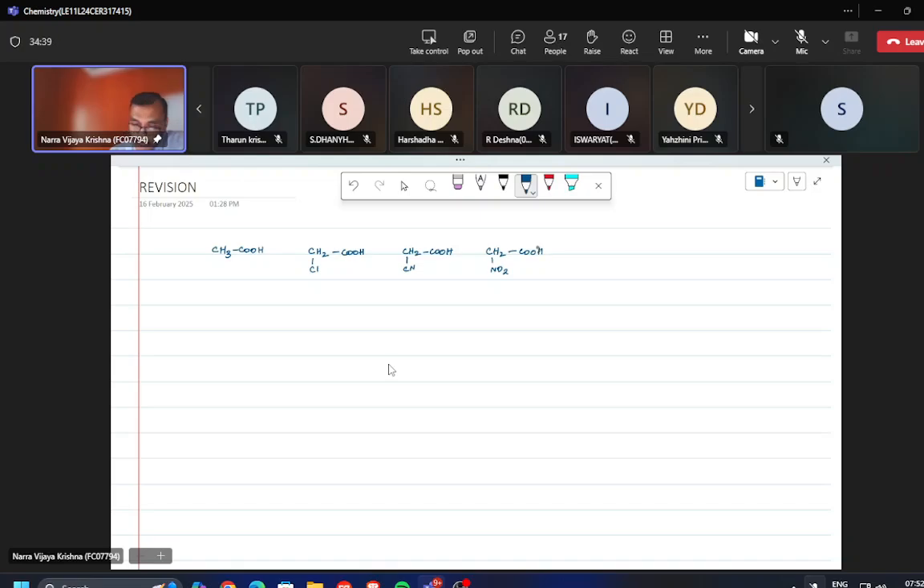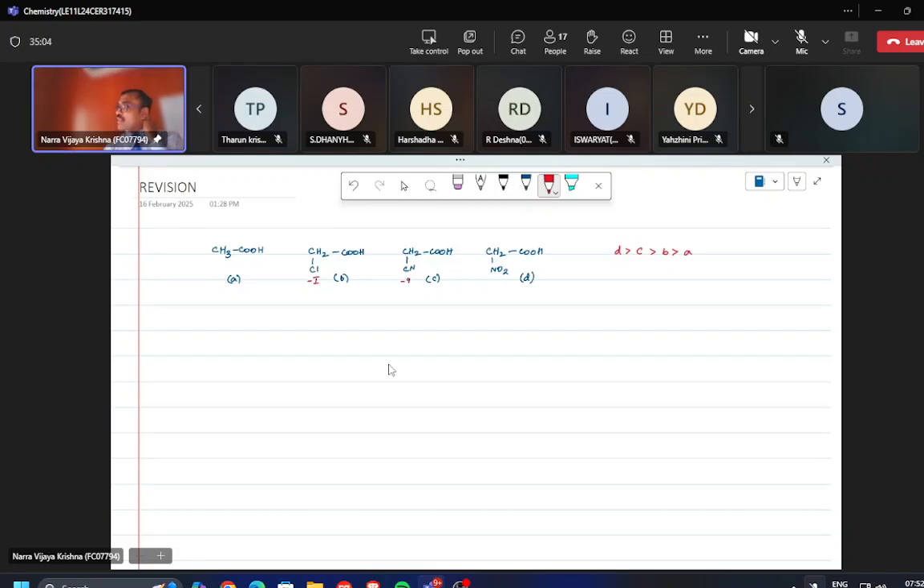Tell me the acidic nature of these four: A, B, C, D. Give the order of acidic nature. So, which is more acidic? D greater than C greater than B greater than A. Correct or not? Because here chlorine is minus I.